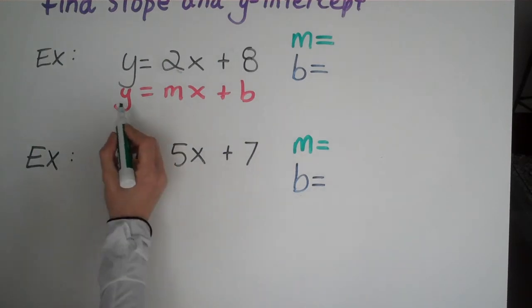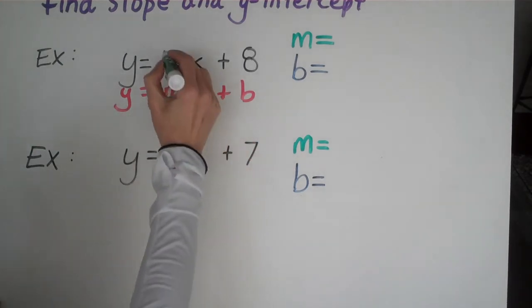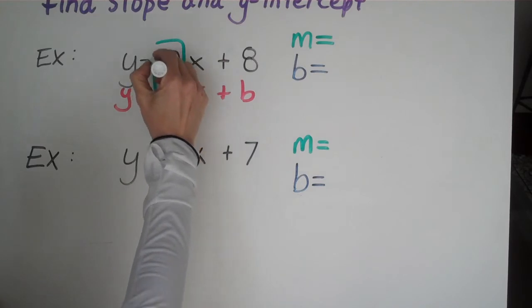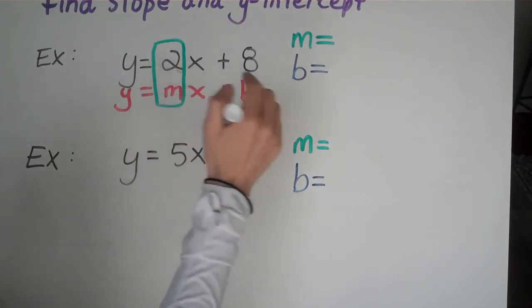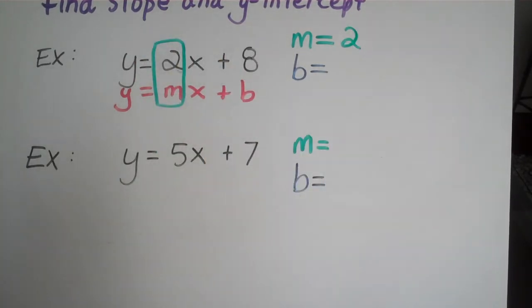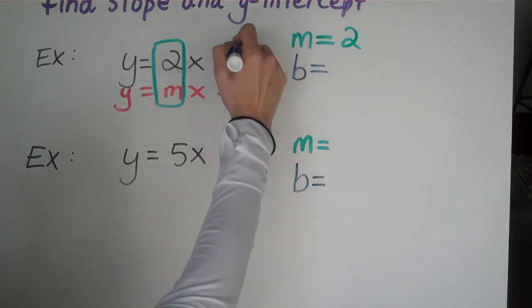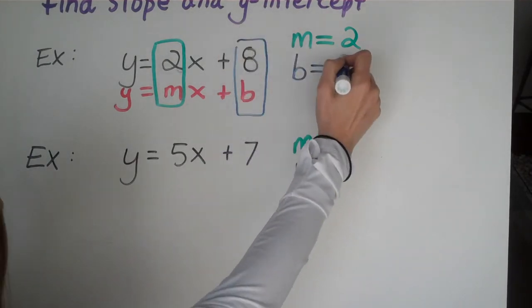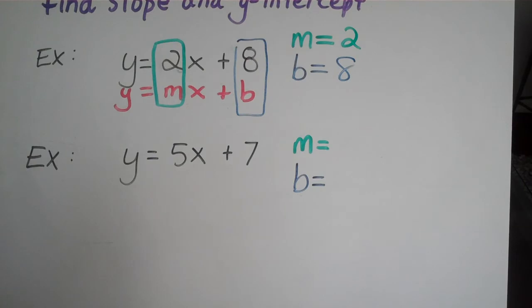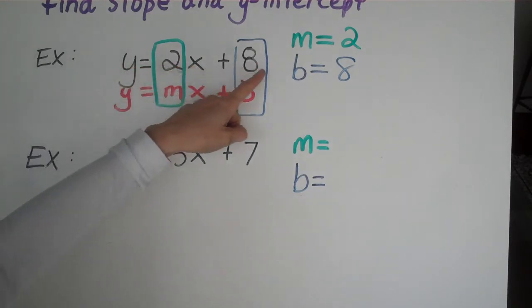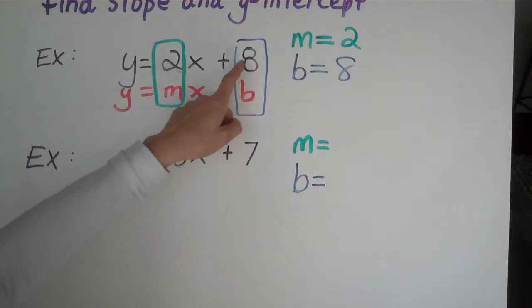And once you write the formula on top or below it, you can see it lines up so that the m is equal to 2, and then the b is equal to 8. And that's really it. That's all you need to do. So that's part of identifying the parts of the equation that's put into slope-intercept form. y equals 2x plus 8, the m equals 2, the b equals 8.